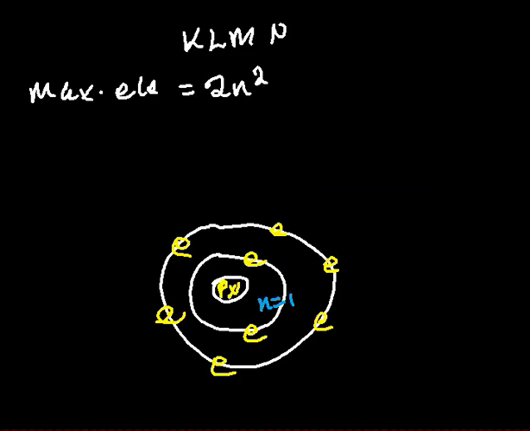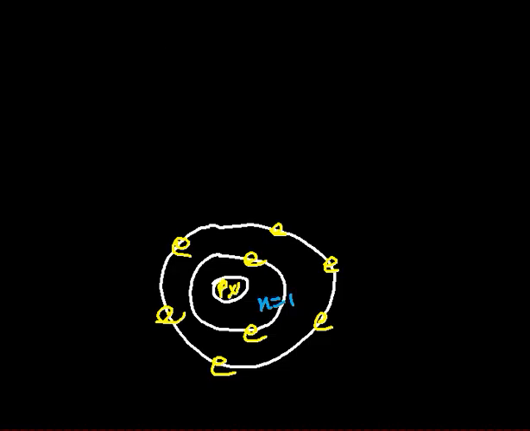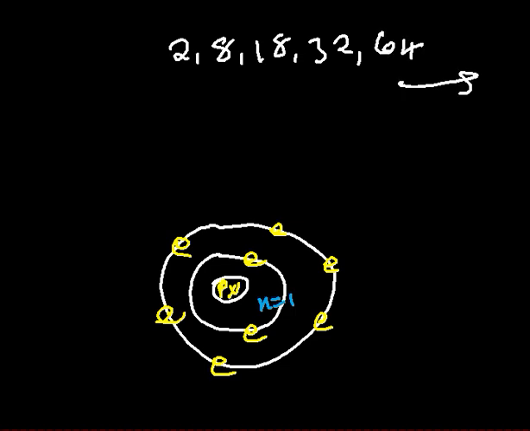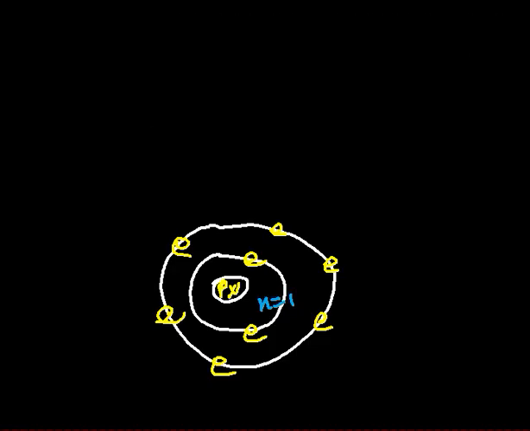So that's how you start to understand the configuration using KLMN notation. The first energy level must have 2 electrons, the second 8, the third 18, the fourth 32, and the fifth 50, and we can go on up that way. That is what we call the configuration using KLMN notation.